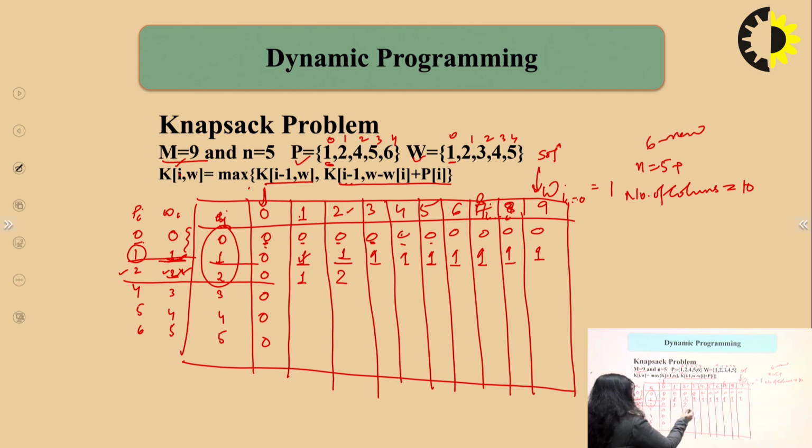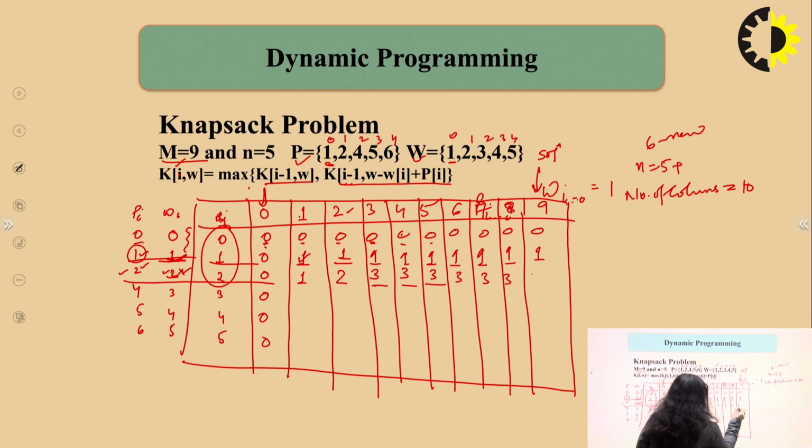So again, for weight unit 3, there are 2 options. I can add this, or this, or I can add both if they satisfy the capacity constraint. If I add these 2 weights together, I get a 3 unit weight, and the total profit I can find by adding this and this profit. So 1 plus 2, the maximum profit I can make here is 3. Similarly for 4, again there are only 2 options, so the maximum profit is 3. This way I am going to fill up the table.